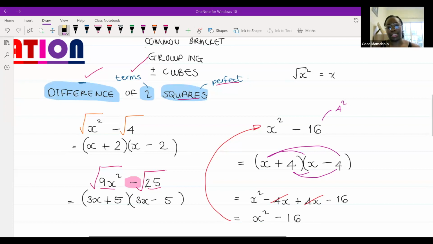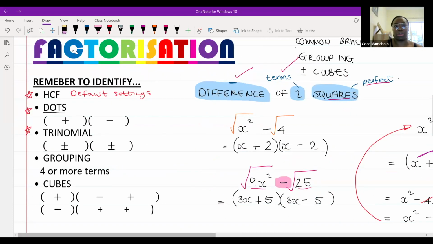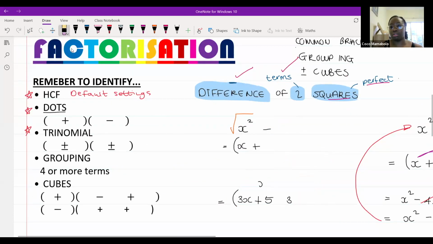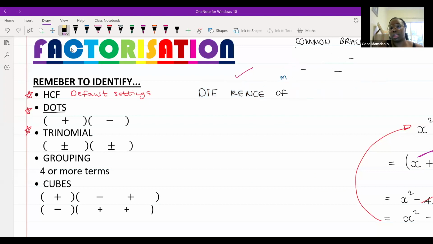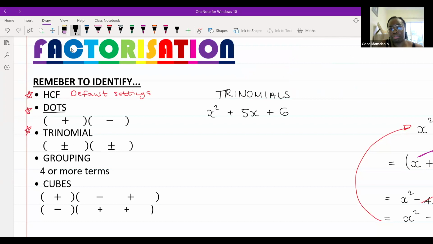All right, excellent. Okay, let's talk about trinomials in a little bit more detail. Now, I know that my trinomials, let me delete all of this stuff, are always going to be some number x squared plus something else x plus a number.